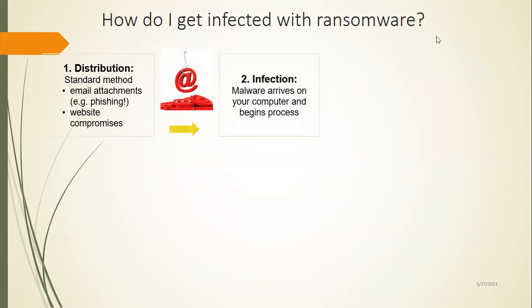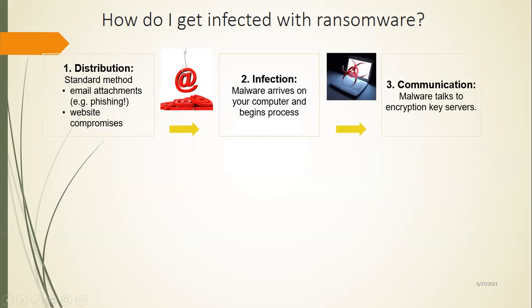So how do I get infected with ransomware? First, it starts with distribution. The standard methods are email attachments, for example phishing, and website compromises. Two is infection. The malware arrives on your computer and begins to process. Three is communication. The malware talks to encryption key servers.